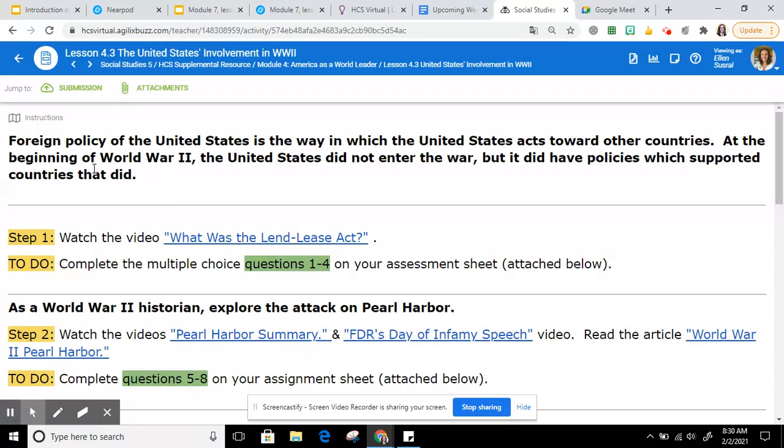Okay, it says foreign policy of the United States is the way in which the United States acts towards other countries. At the beginning of World War II, the United States did not enter the war, but it did have policies which supported countries that did.